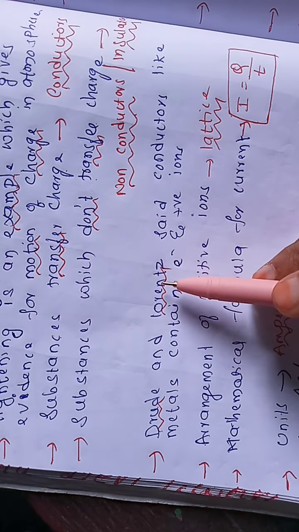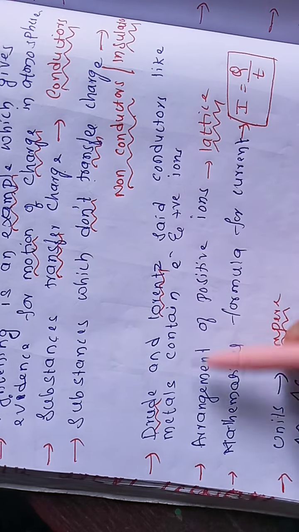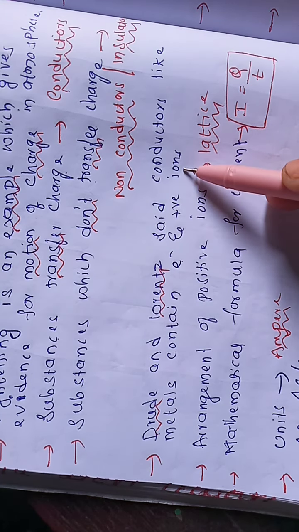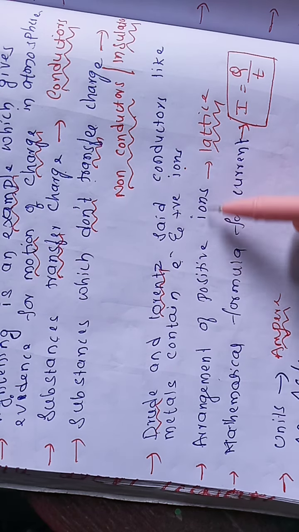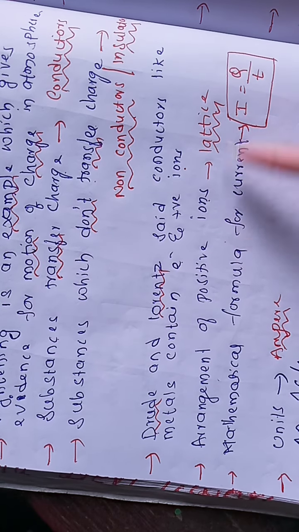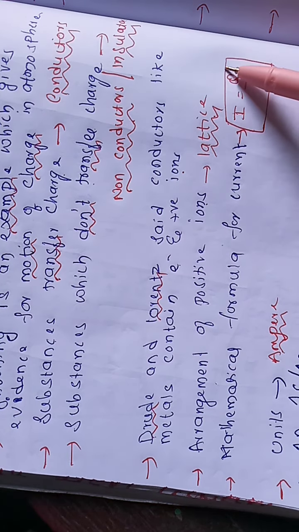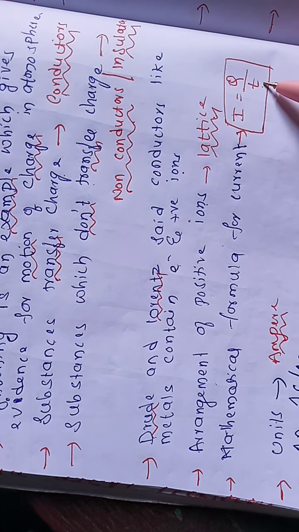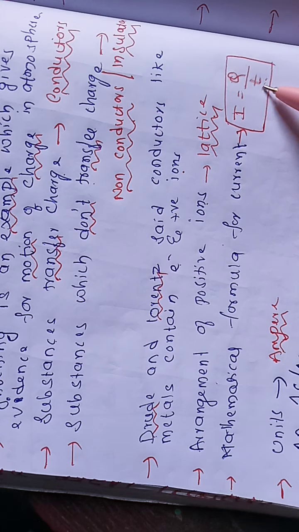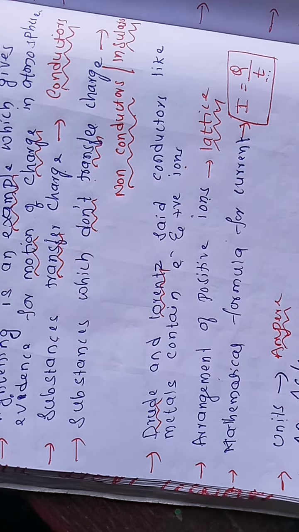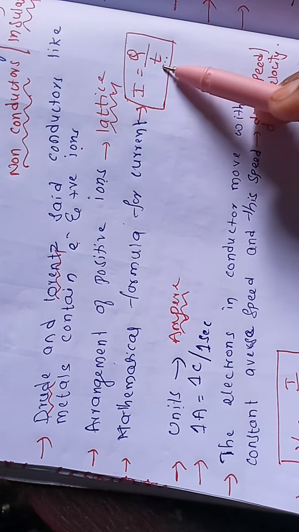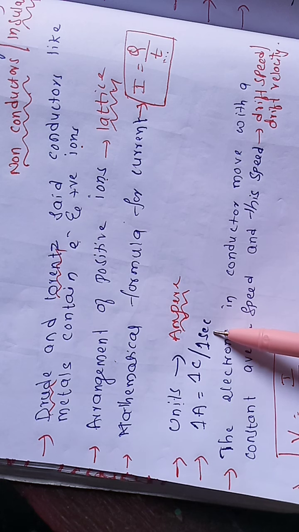Drude and Lorentz said conductors like metals contain electrons and positive ions. The arrangement of positive ions we call the lattice. The mathematical formula for current: I equals Q by T, charge by time. So charge flowing per unit time. The unit for current is ampere. 1 ampere is equal to 1 coulomb by 1 second, charge in coulomb and time in second.